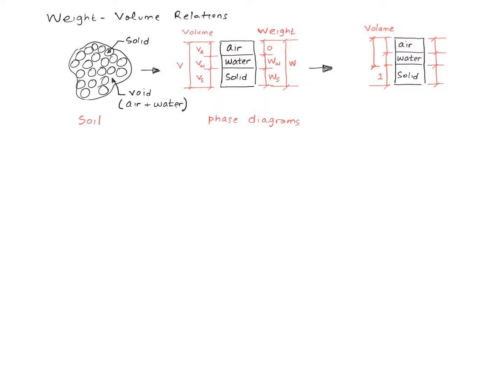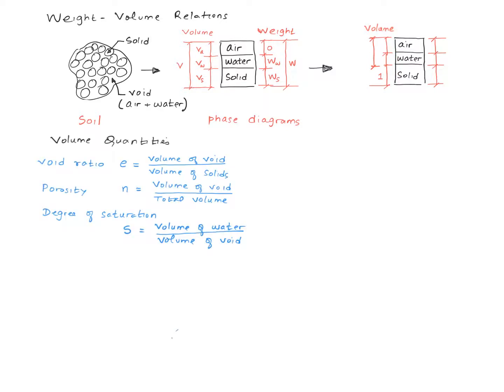I'll come back and fill in these quantities after I define some basic quantities. So these are the 3 volume quantities of interest for us. Void ratio, defined as the ratio between the volume of void and the volume of solid. Now going back to this diagram, since we have taken the volume of solid as 1, the volume of void must be e.